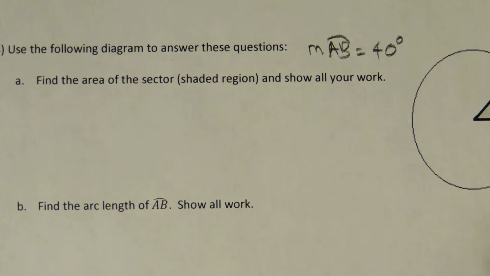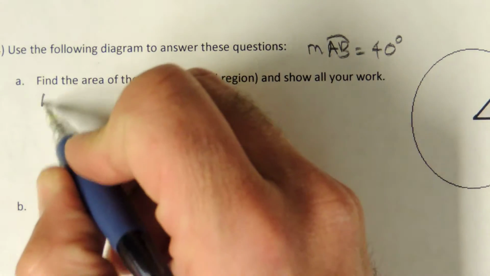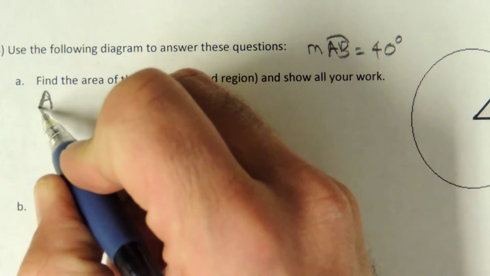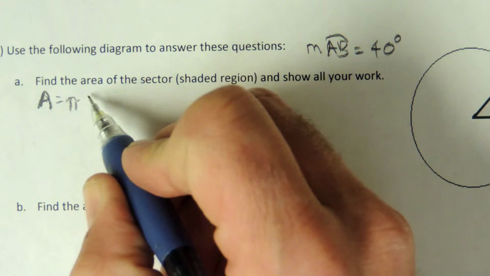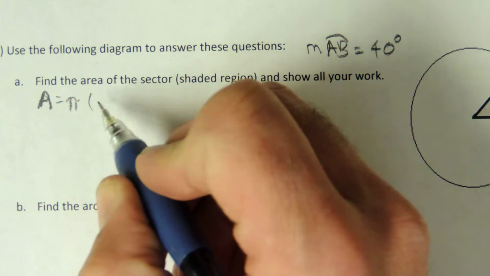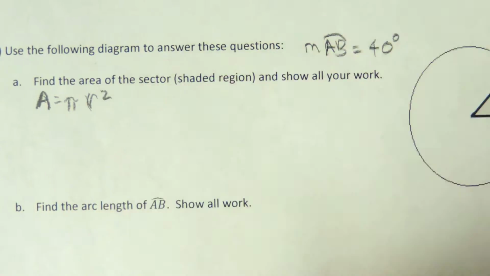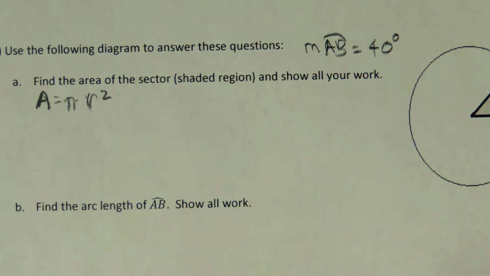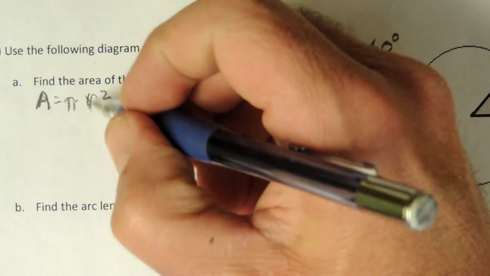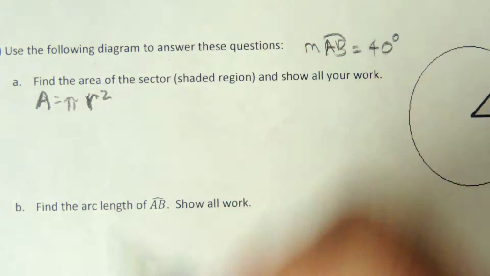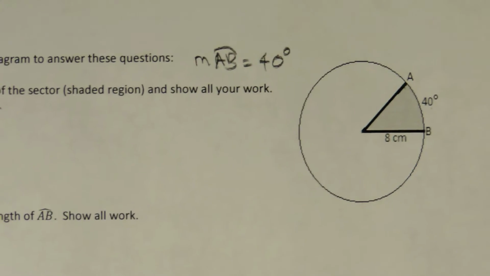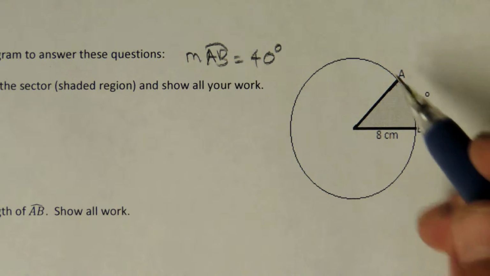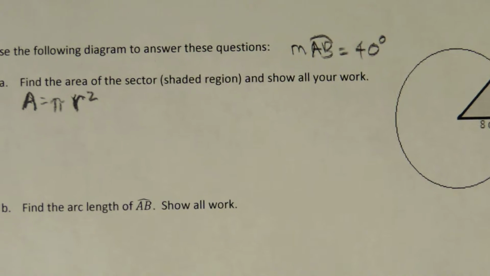And to do the area, I need the area of the entire circle. And I go back to my formula, pi r squared. Area equals pi r squared. Area has to have two dimensions, so I need to square the radius. I need to multiply by two distances. In this case, though, I'm only going to have a piece of that. I'm only going to have 40 out of 360 degrees worth of the circle.